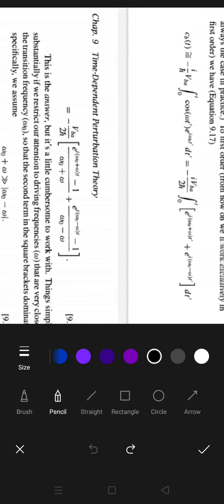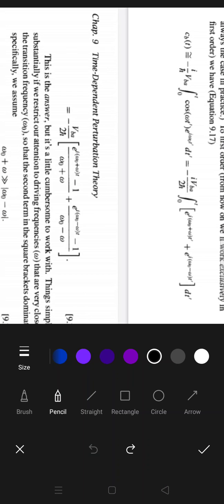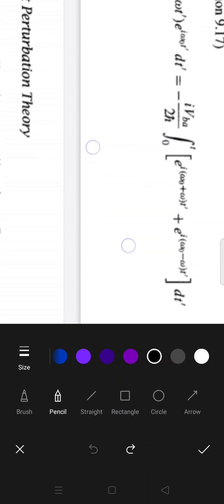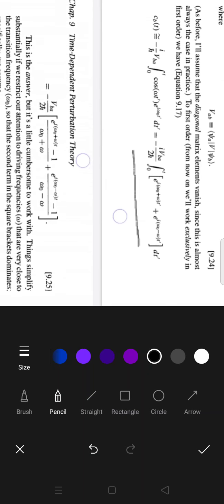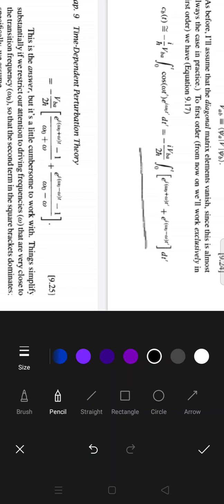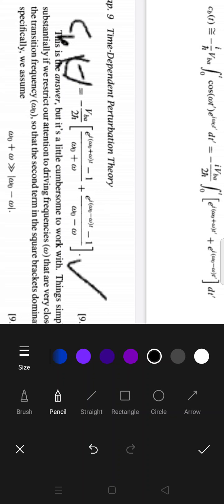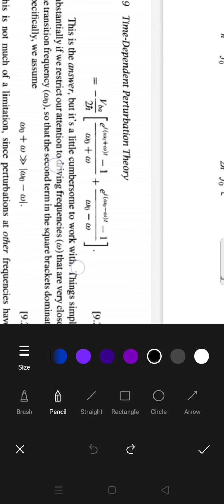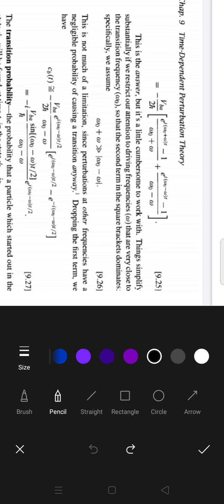After applying the integration and substituting the values, you will get this, which is Cb of t. This is the answer.